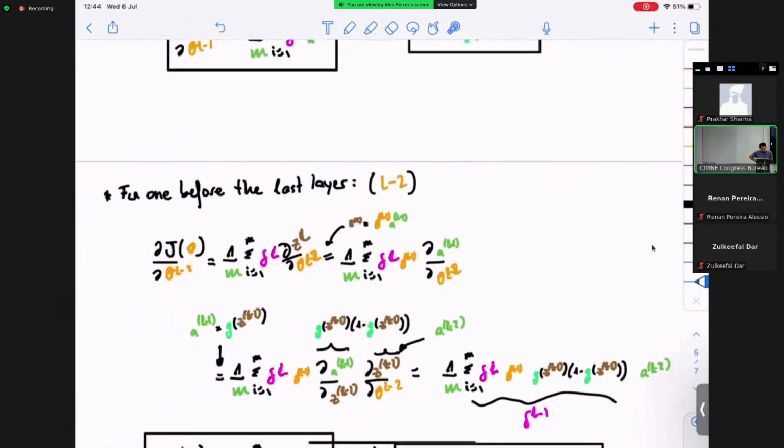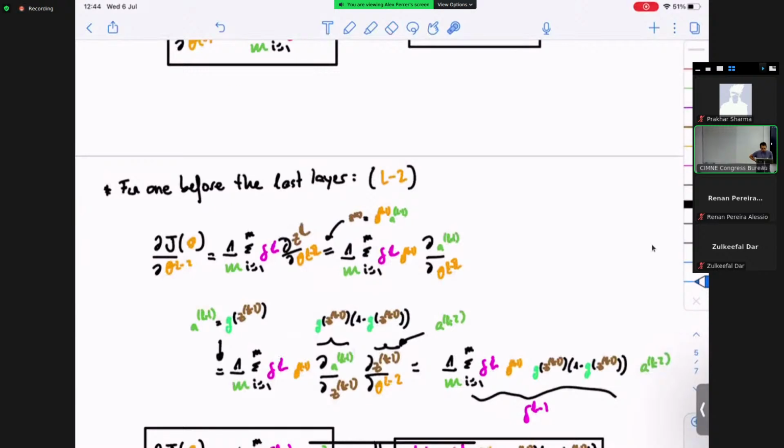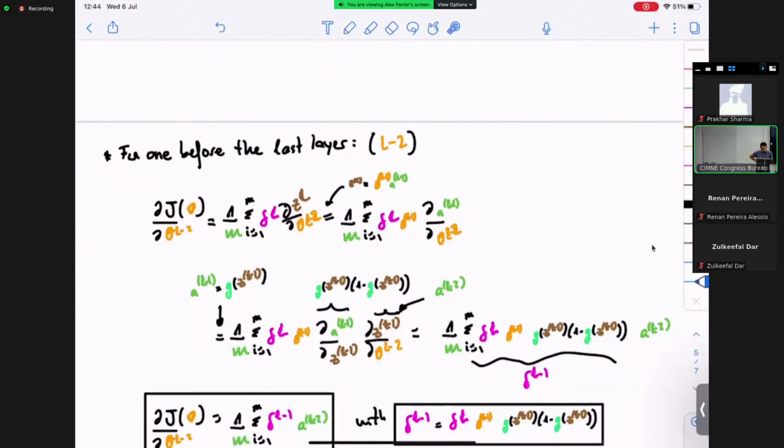So we put it here. The derivative of Z with respect to delta L minus 1 is theta L minus 1, the derivative of A with respect to L minus 2. Okay. And A, remember, is the solution of the activation function, so we have to do the derivative of this. The derivative of A is precisely G times 1 minus G. As you see now, this property of the sigmoids is very useful.